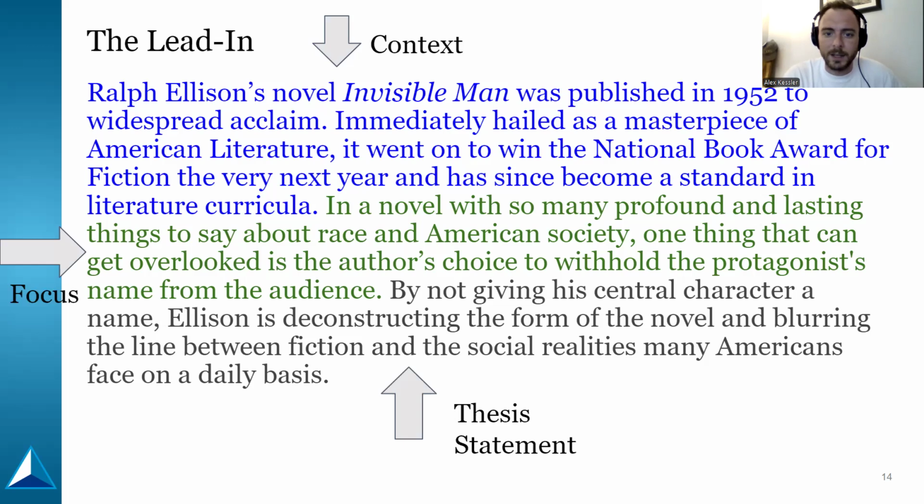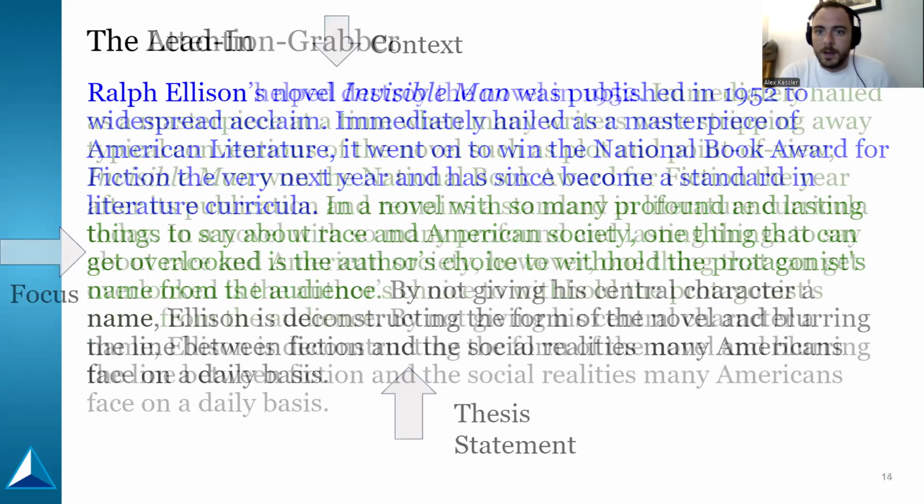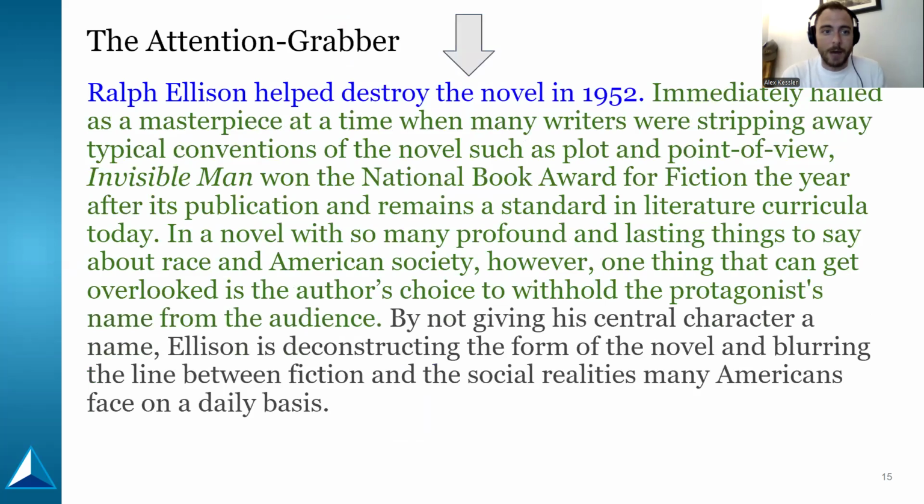And then finally, here's our thesis statement. By not giving his central character a name, Ellison is deconstructing the form of the novel and blurring the line between fiction and the social realities many Americans face on a daily basis. So you see the difference. The thesis statement is very resolute and direct, whereas the focus isn't quite there yet, but it's directing our attention in that direction.